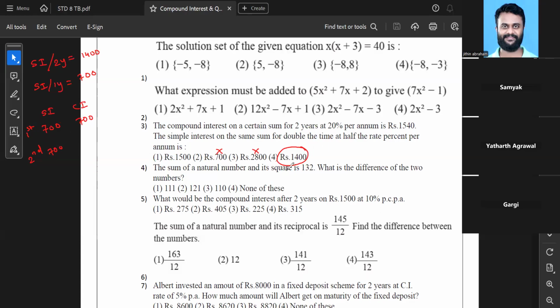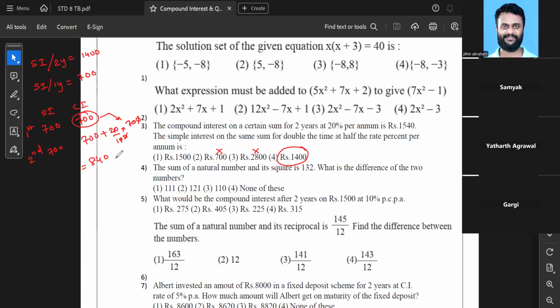Now, how much is the rate of interest? Rate of interest is 20%. So the compound interest will be 700 plus 20% of the first year's interest. The first year's interest, that is 700. So that gives you, I'll cancel this, 140 rupees. That gives you 840 rupees.